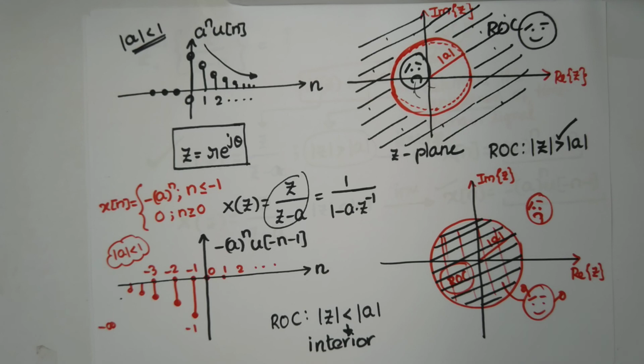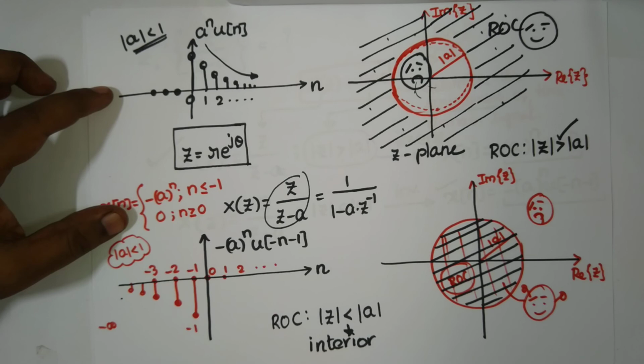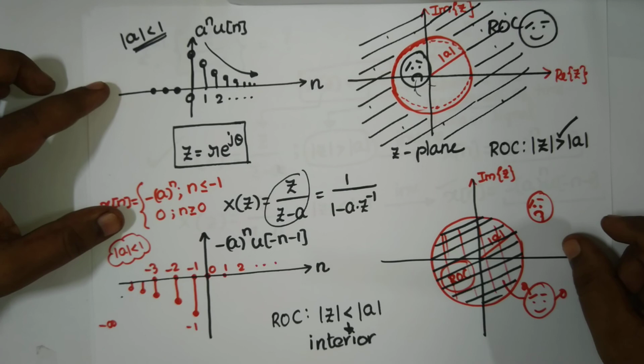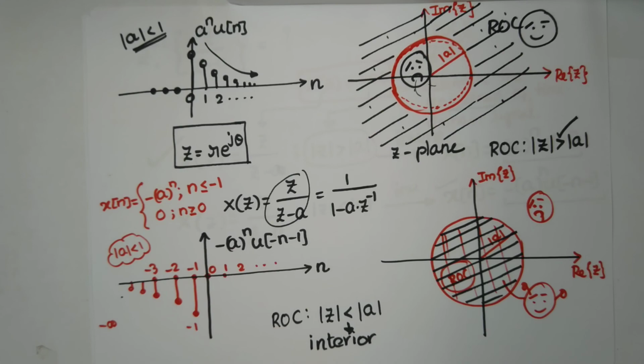All right, we will try to stop here. Of course we have ROC outside and ROC inside. Also we have another case, that is the ROC as an annular region, or the ROC within a ring. So in the next class we will see that.